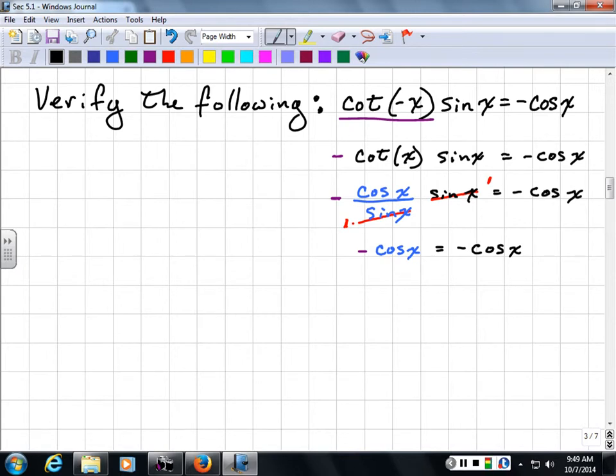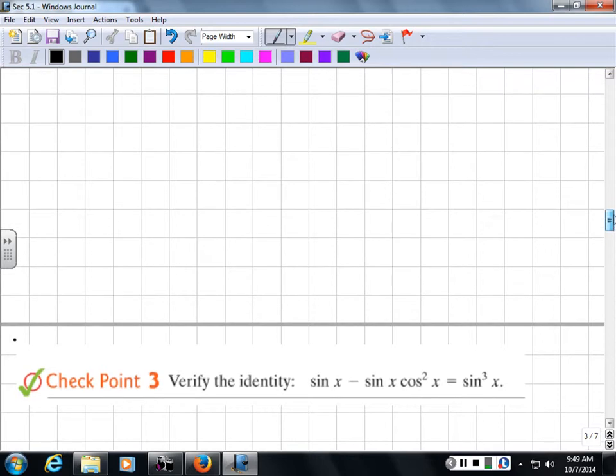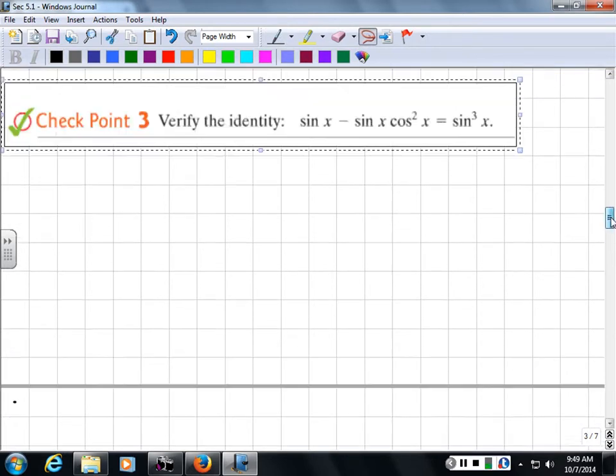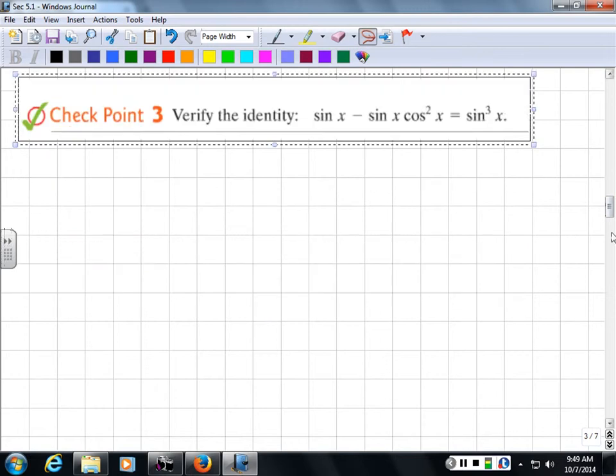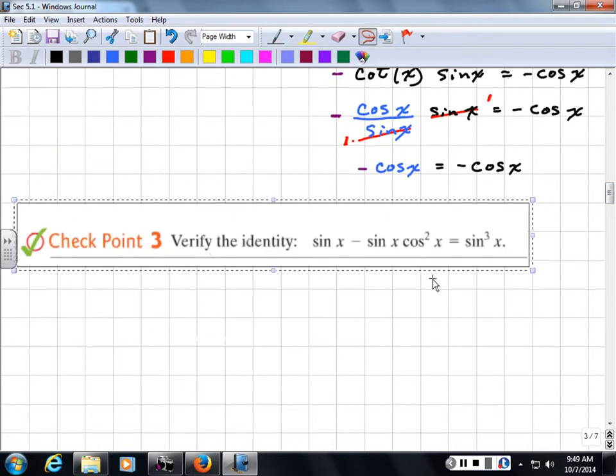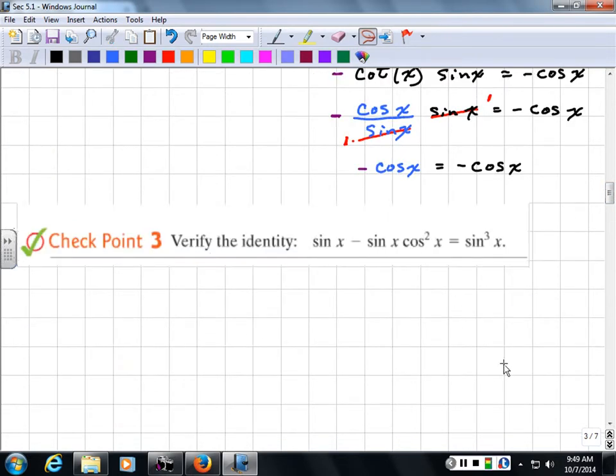So, let's look at this next identity. I want to verify the identity. And I have sine of x minus sine of x cosine squared x is equal to sine cubed x. I want to verify. Now, there's a number of different things that I can do here. Okay? I want to do this as simple as possible, though.